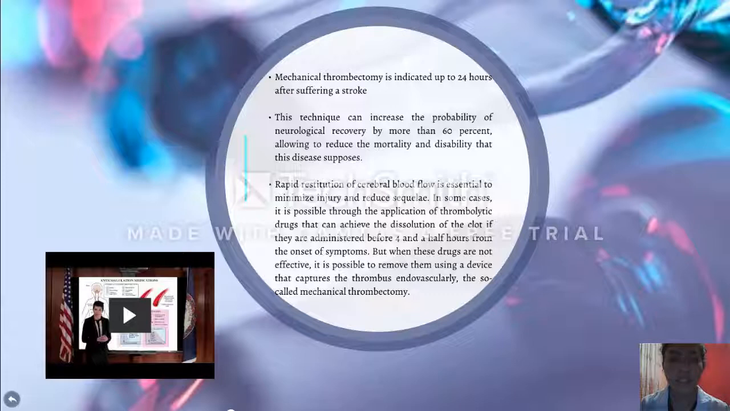In some cases, it is possible through the application of thrombolytic drugs that can achieve this dissolution of the clot if they are administered before 4.5 hours from the onset of symptoms. But when these drugs are not effective, it is possible to remove them using a device that captures the thrombus endovascularly, the so-called mechanical thrombectomy.